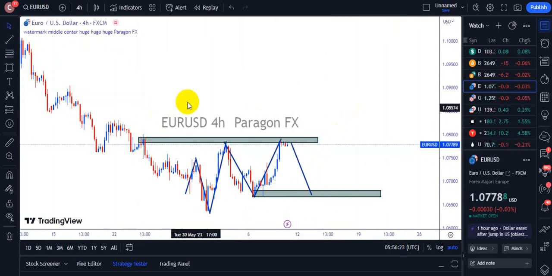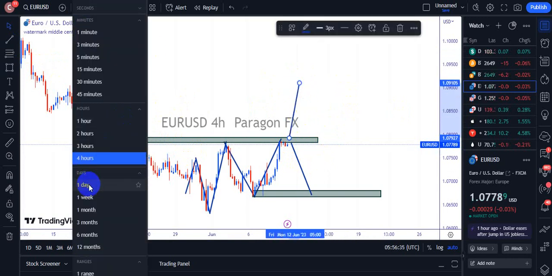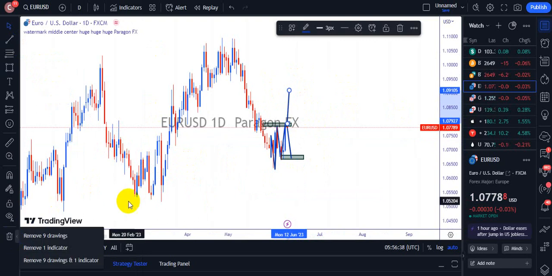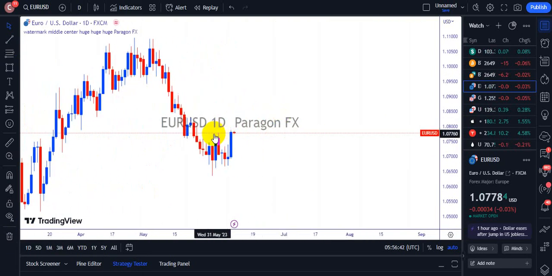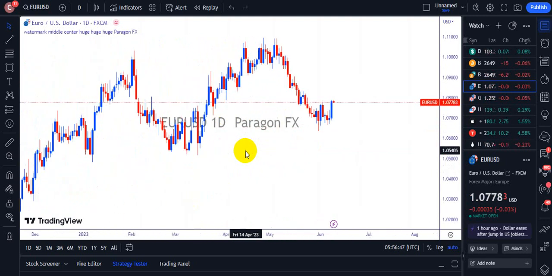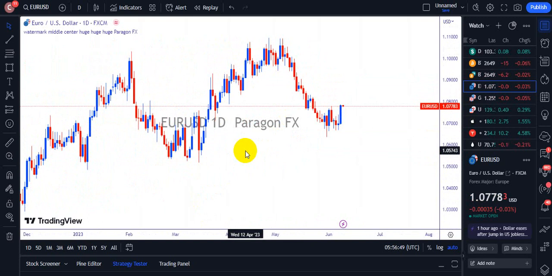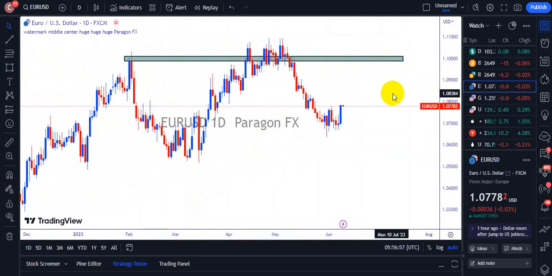This area is important. If this break, then very long buy conditions can be created. Come to the D1 time frame, we have to check D1 time frame. Market has broken this high. This area is strong supply zone.